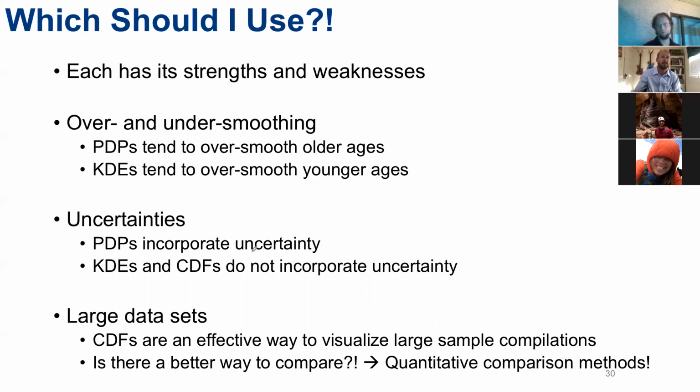Uncertainties: PDPs, out of everything I showed today, are the only ones that do incorporate analytical uncertainty, and that can be a good or a bad thing. As you saw with the Cenozoic data in the Andes, the PDPs made it a little more difficult to interpret that data. KDEs and CDFs do not incorporate analytical uncertainty. There's a lot of argument in the literature over the past handful of years, so I encourage you to read. I think we put a folder in the short course materials called literature, and there are all kinds of fun papers to read, and you can get a little more out of that.